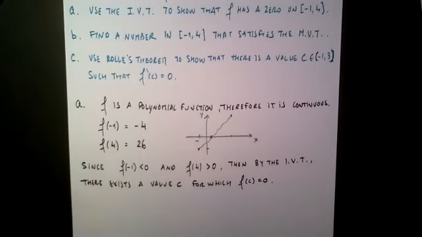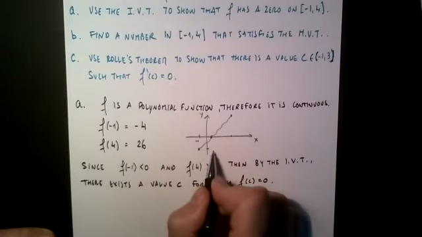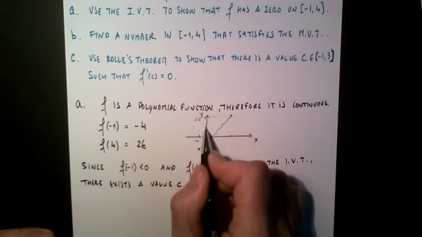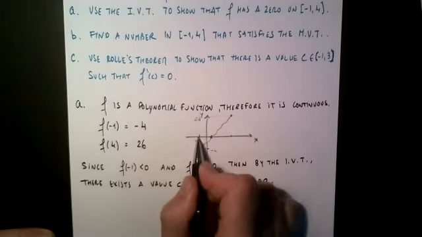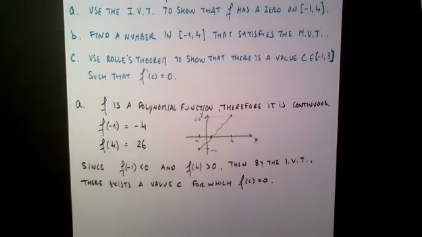Every intermediate value between -4 and 26, there is going to be a number between -1 and 4 that is its source. Okay, that's it. That's how you solve the first question.